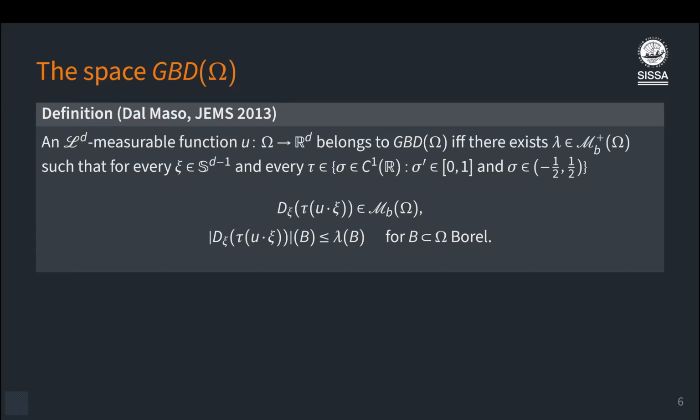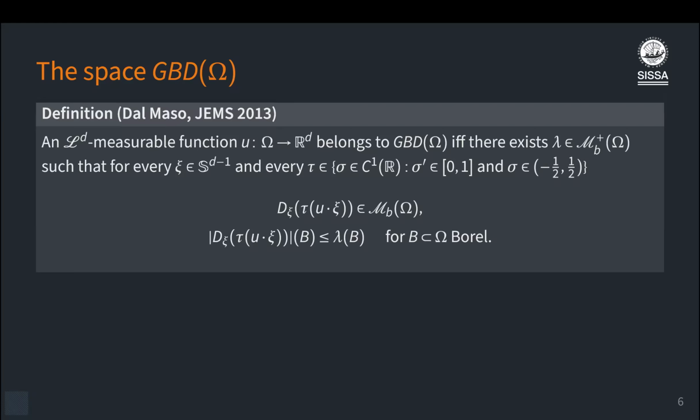So what is this distribution? I'm looking at the component in direction xi of u. This is a measurable function, so I cannot take the distributional derivative. So I need to compose it to the left with a truncation function. Now I have an L infinity function from omega into (-alpha, alpha). I can take a derivative. Now this is a distribution. I suppose that the one in direction xi is a measure. And then I also suppose, and here is where the bounded part comes from, that there is a uniform bound, independent of xi and tau, by means of a universal measure lambda, which is a positive measure.